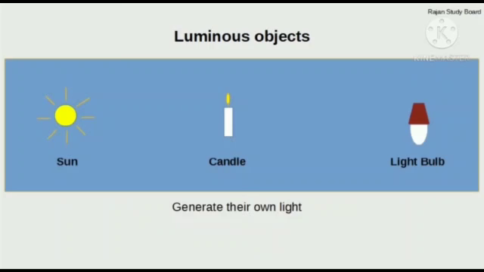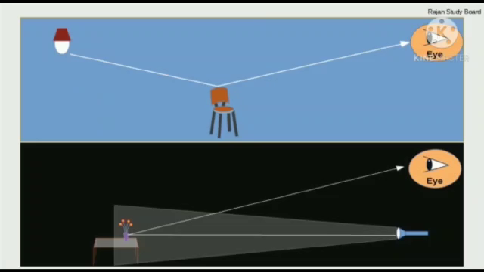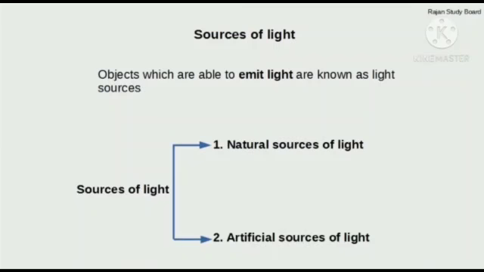Luminous object: an object that generates its own light is called a luminous object. For example, sun, candle, light bulb. Non-luminous object: an object that cannot generate its own light is called a non-luminous object. For example, moon, chair, wall.